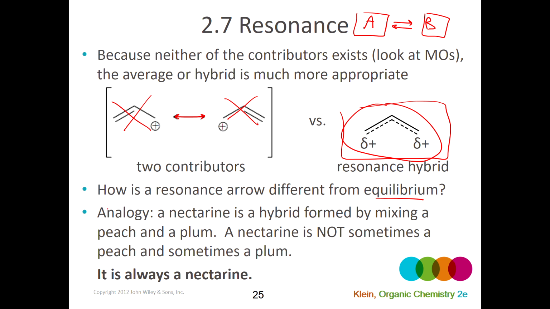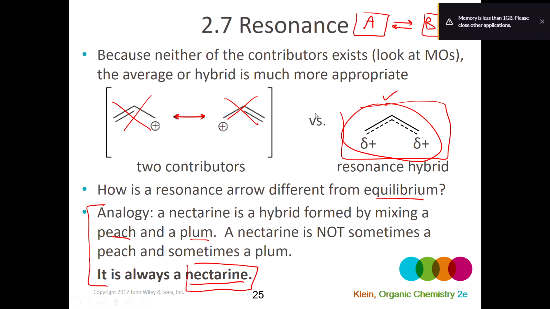And the analogy I think is quite apt is the analogy of a nectarine. If you don't know what a nectarine is, it's a fruit that was created by mixing the genes of a peach and a plum. So a peach and plum are different things. A nectarine is not a fruit that sometimes is a peach and sometimes is a plum and shifts back and forth between those two identities. It's always the average of the two, just like in resonance, the real structure is the only one that exists and is the average of the two. It's not like it's multiple things shifting back and forth.